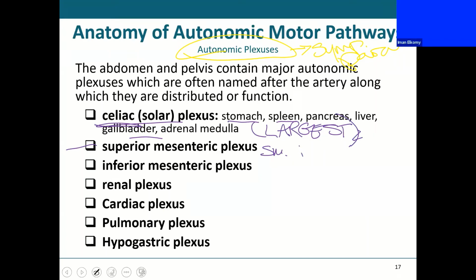Inferior mesenteric plexus. What did the inferior mesenteric artery innervate? It went right to the colon, right? The large intestine. Did y'all block out AMP1? It really is. You do need it. I promise you need it. Okay. Inferior mesenteric artery went right to the colon, and that is what is covered with your inferior mesenteric plexus. It's the colon. Your renal plexus, kidneys, cardiac, heart, pulmonary, lungs, hypogastric.